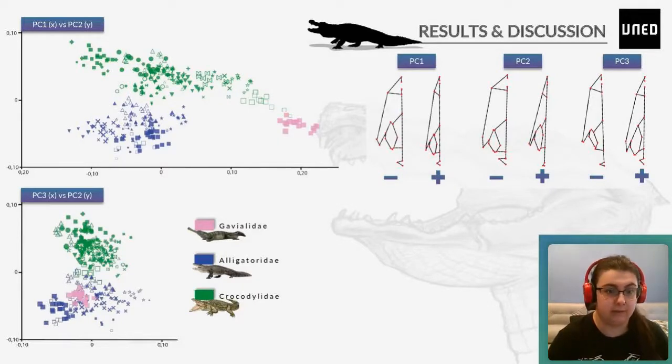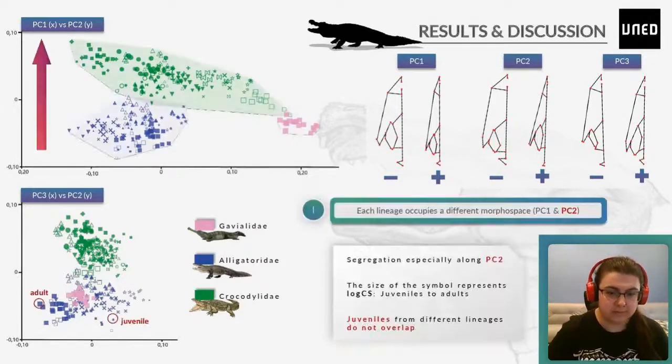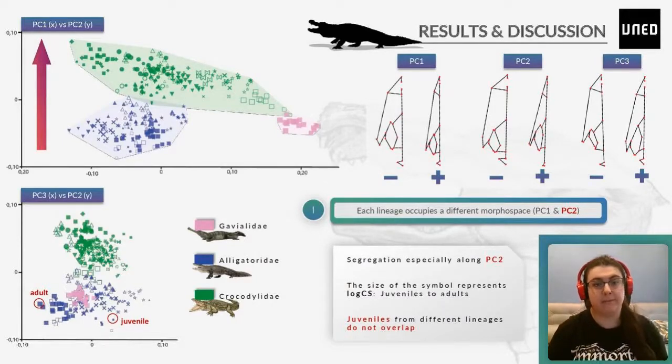At the top right, you have the shape changes that occur along each one of those principal components. And the color legend refers to the three main crocodilian lineages. It is also important to note that the size of each symbol represents the logarithm of the centroid size. That is, juveniles will have a smaller symbol in comparison to adults. And you have an example at the bottom left.